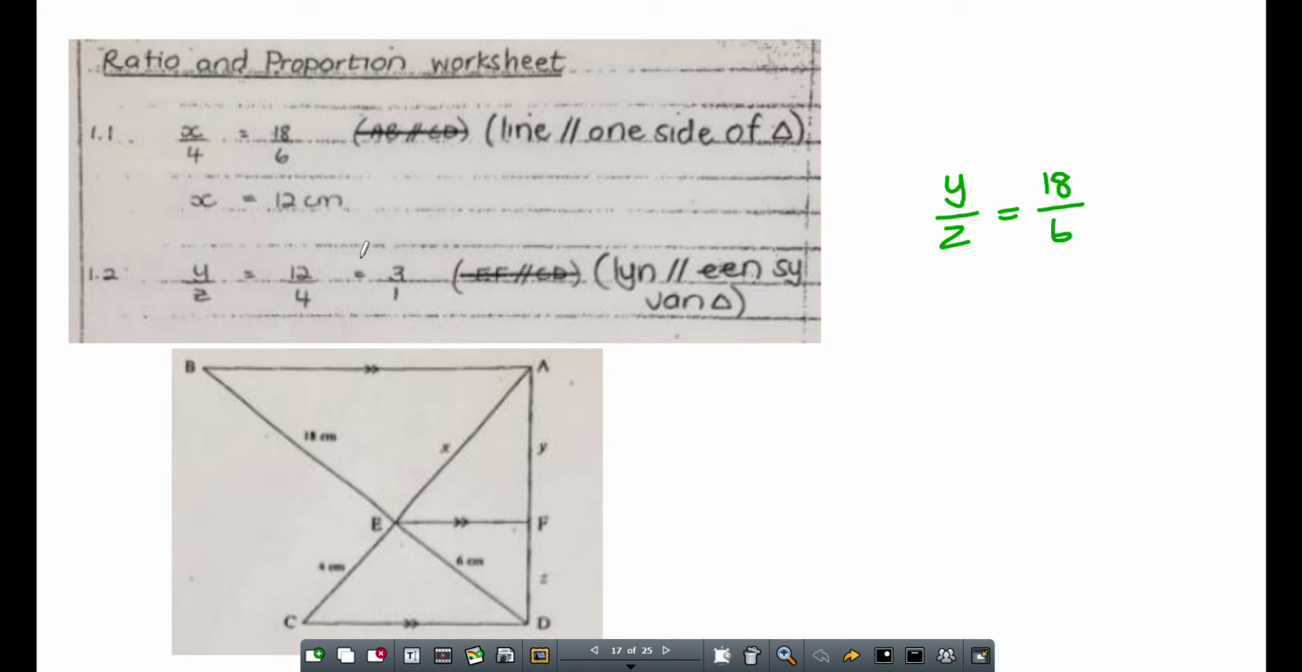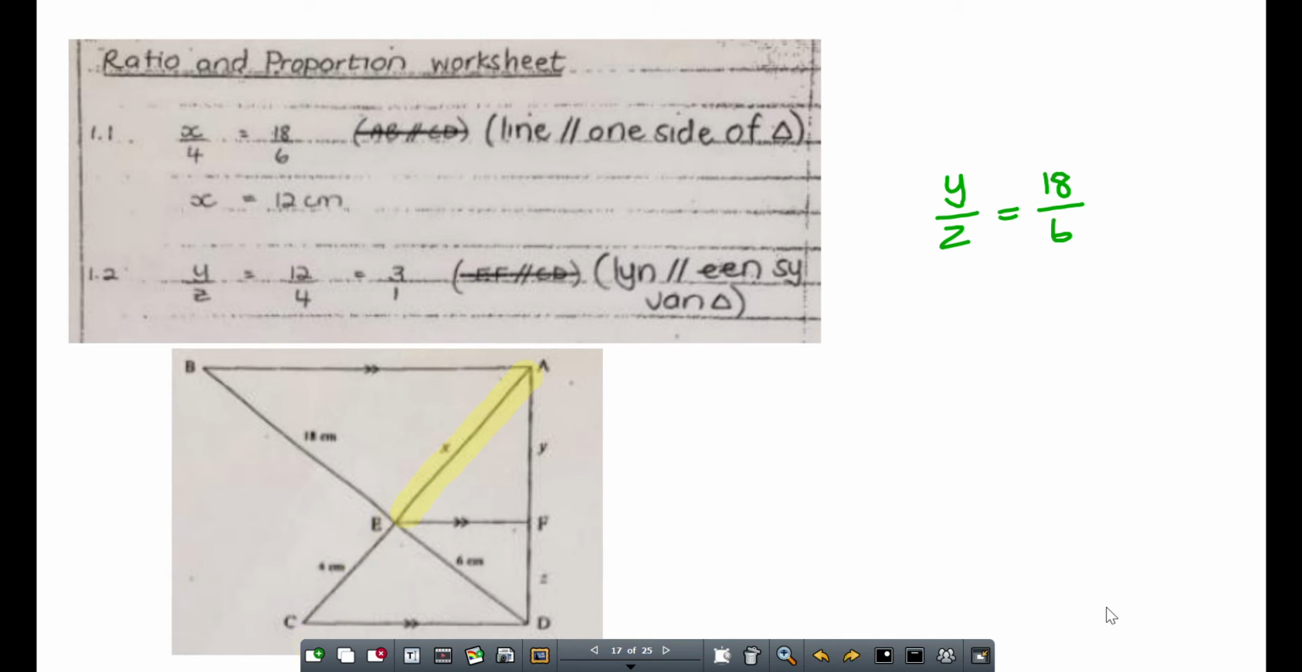Okay, any questions there? Okay, then at 1.2, we've got to get y over z. Now you'll see y over z, they say is 12 over 4, because x we just calculated is 12, so that's why they said 12 over this 4. And that simplified is 3 over 1.